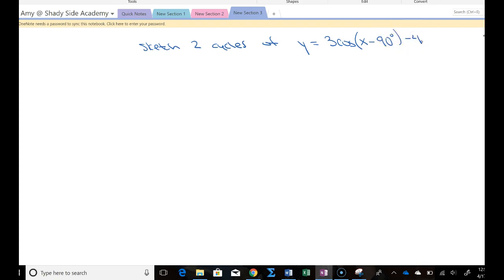Just like before, we have a vertical shift down 4, and this vertical shift will affect the axis of the wave. The amplitude equals 3. Then we're going to be shifting right 90 degrees. And the hint that I gave you is that we do the horizontal shift last.